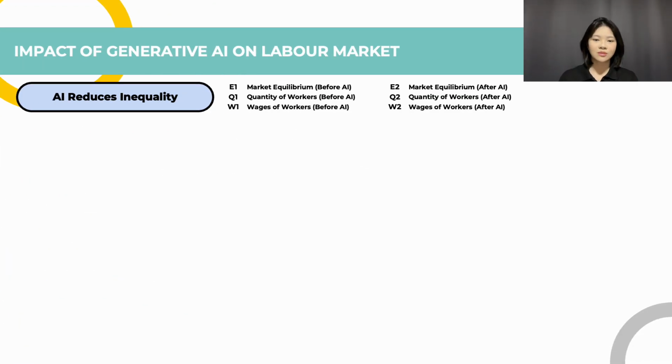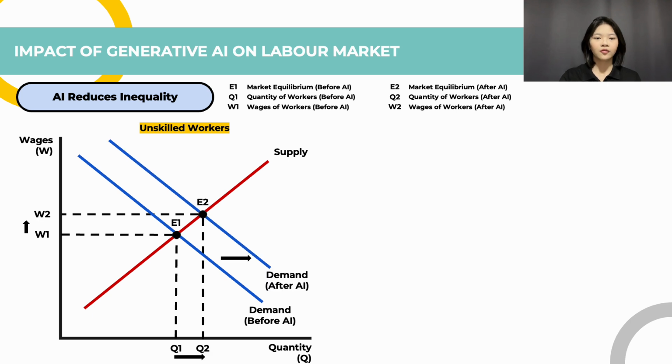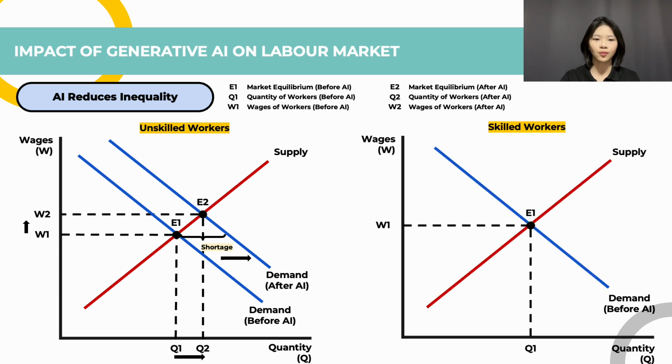Now, let's explore how generative AI can reduce inequality. For unskilled workers, generative AI creates new job opportunities, resulting in a rightward shift of the demand curve. As businesses adopt generative AI to streamline operations, they often require additional manpower to manage AI outputs, customer service, and operational tasks. As demand for these workers increases, their wages increase from W1 to W2.